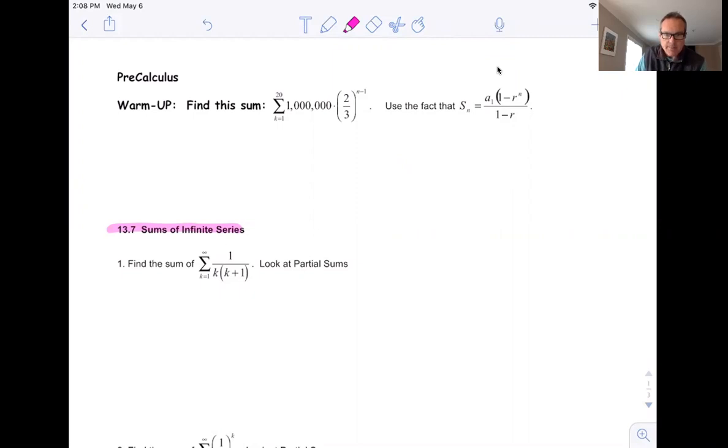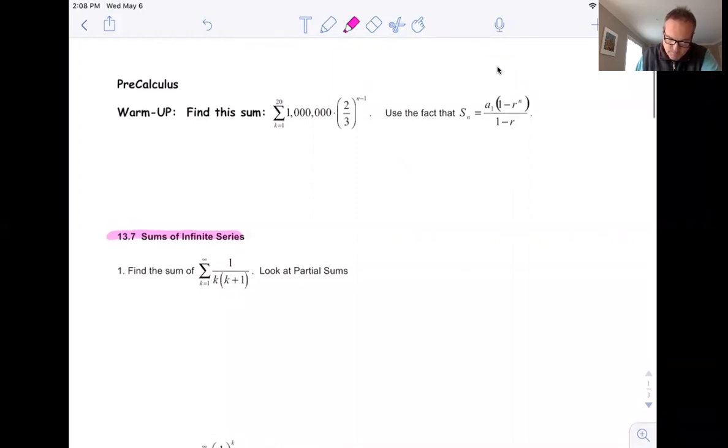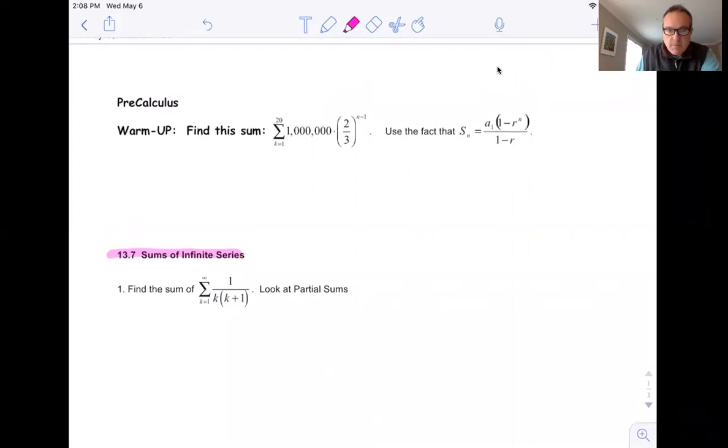Now, if you look at it, it's an exponential function. It's 2/3 to a power, and remember, those are geometric. And right now, the sum of a geometric series is given by that formula to the right. So if you look at this, if I plug in n equals 1, the first term is 1 million. So that's my a sub 1.